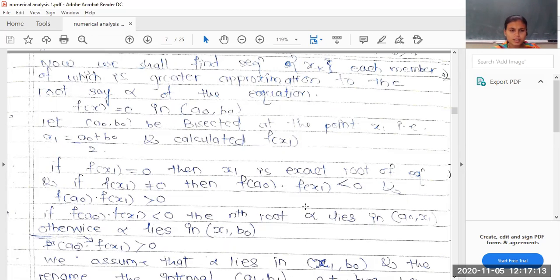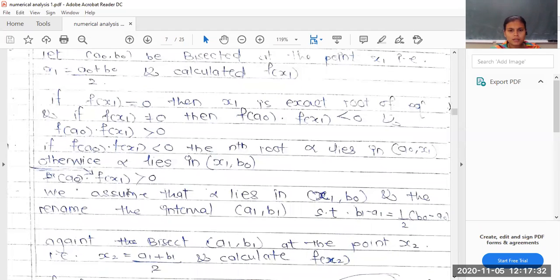The name itself suggests that we have to find the bisection of this. x1 is equal to a naught plus b naught divided by 2, and hence we can find the root of our equation. Okay, now we have to check f of x1. If f of x1 is equal to 0, then x1 will be the root of the equation. And as I told you, we will often not get the exact root of an equation, so we will follow the procedure.